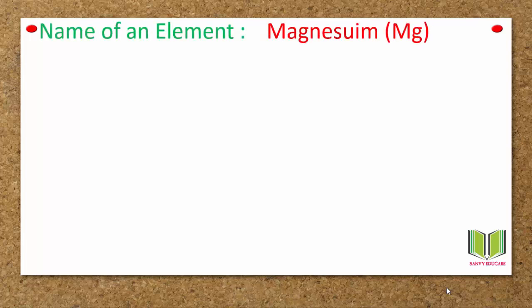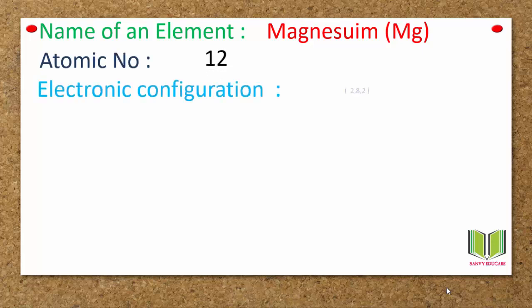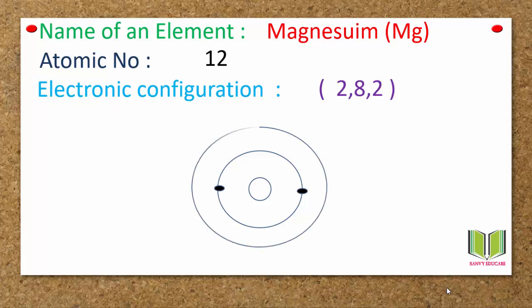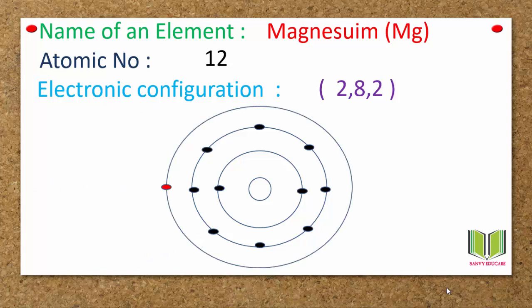Let's go to the next element, magnesium, symbol Mg, atomic number 12, electronic configuration 2 8 2. Structure is, first orbit as usual, 2 electrons in the first orbit. In the second orbit there are 8 electrons, 1, 2, 3, 4, 5, 6, 7 and 8. And in the last orbit there are 2 electrons, which is shown by the red color.